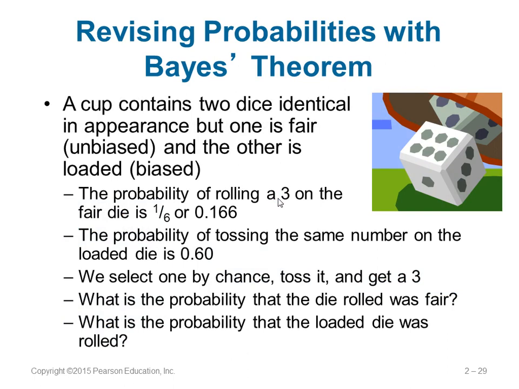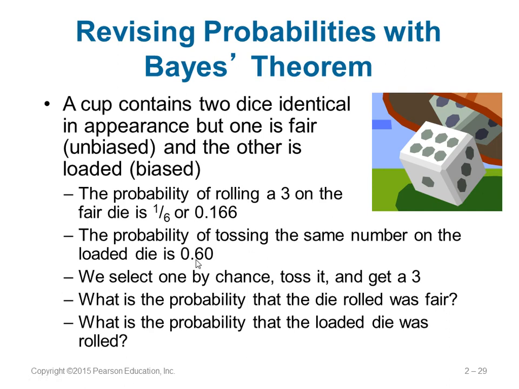Here is an example. You have a cup in which you have 2 dice. You're going to throw the die, right? And you will pick one die and throw. And among these 2 dice, one of them is biased, which is a loaded die. The other one is an unbiased die. So the probability of getting a number 3 on a fair die, which is an unbiased die, is 1 by 6, which is 0.166. The probability of getting number 3 on a loaded die is 0.6.